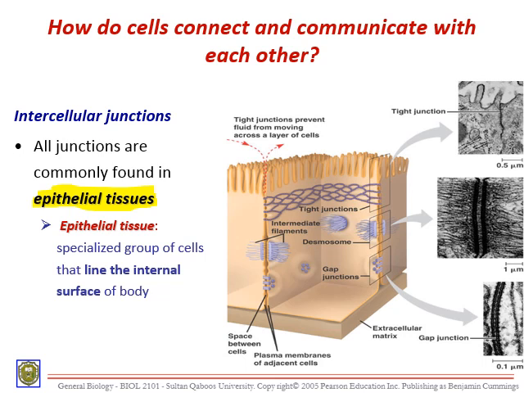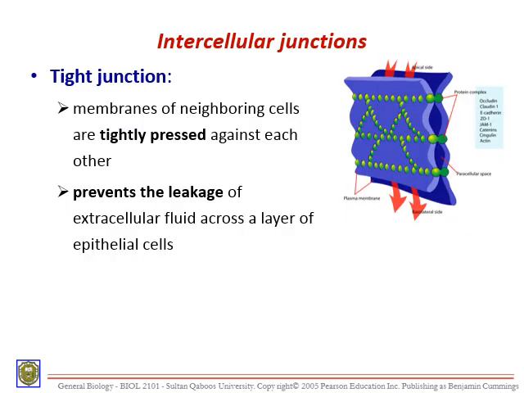So epithelial cells are a specialized group of cells that line the internal surface of the body. They line the outer surfaces of organs, blood vessels, and even the inner cavities of many internal organs like the stomach, the kidneys, the intestine. Okay, so epithelial cells line the internal surface of the body. Let's start with the first intercellular junction. This is called the tight junction.